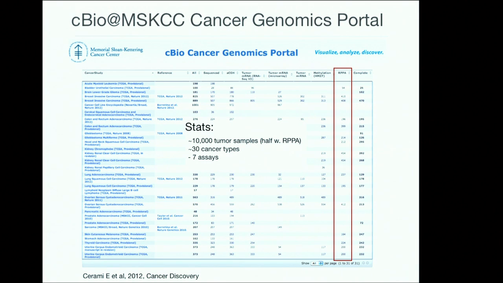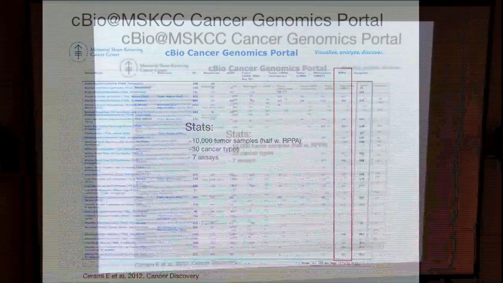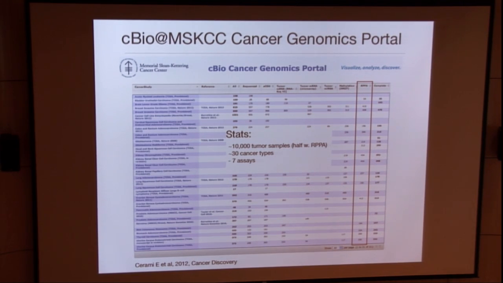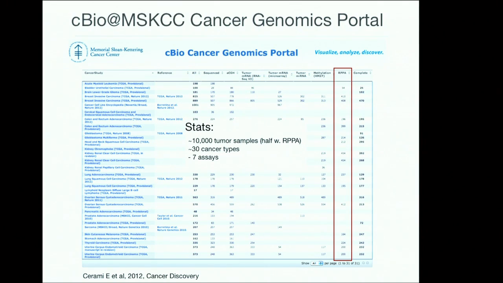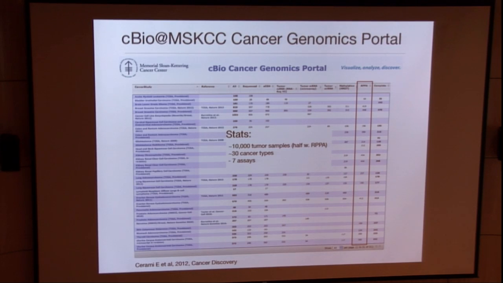So if we take a look at that, we've now included around 30 different studies, and this is, of course, ongoing, of different cancer types, which is profiled by many different genomic methods, but also RPPA, as you can see here. So out of these 10,000 tumor samples that are in this data bank, about half of these have proteomic profiles. So this is actually a really great resource for digging into protein changes across different cancers.